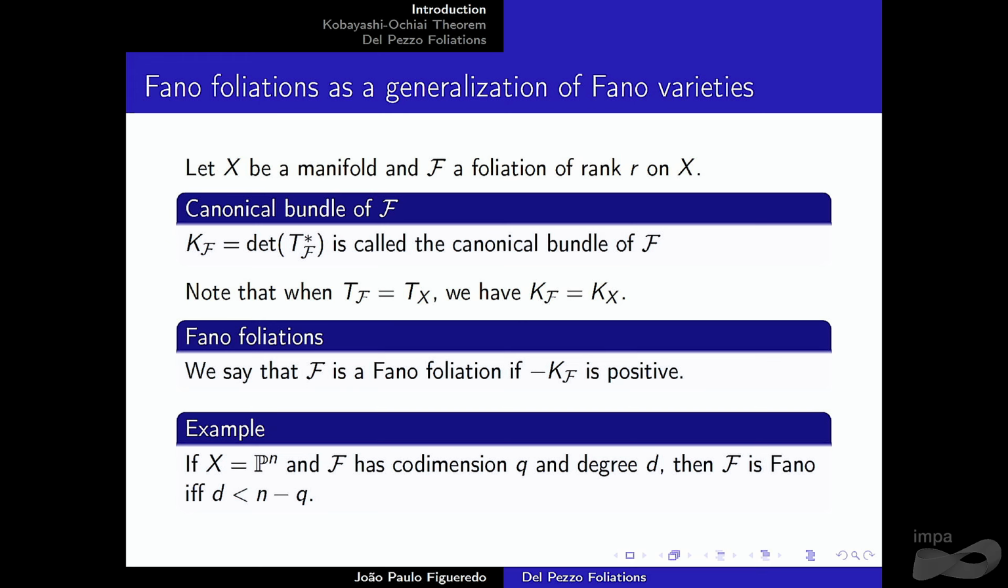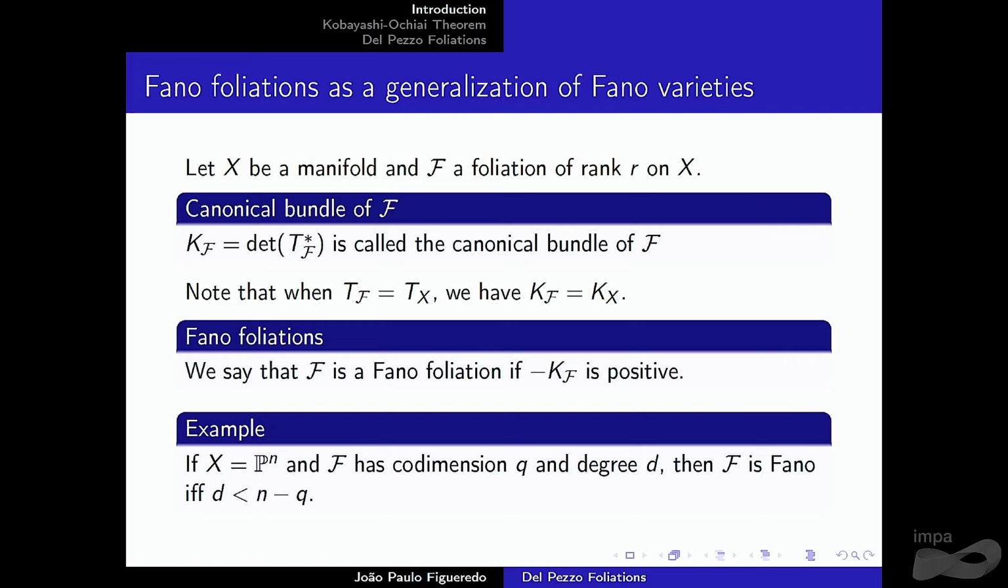So let's consider a manifold X. We can also define this kind of foliation on more general varieties, but in the context of this talk, I only consider smooth varieties and a foliation of rank r. So for any foliation, we can define its canonical bundle, which is the determinant of the dual of the tangent bundle, the cotangent bundle of the foliation.